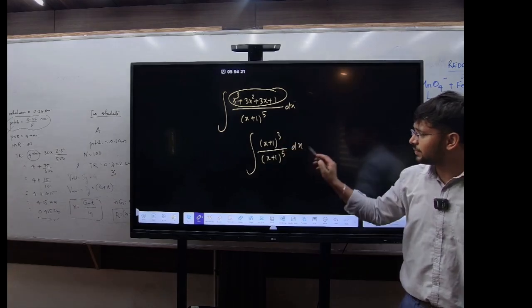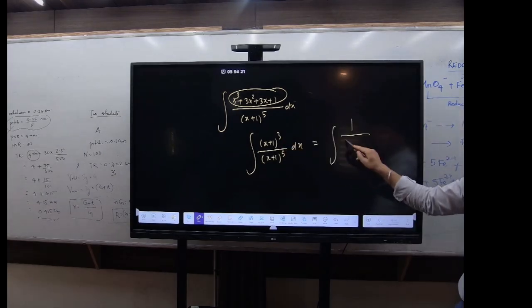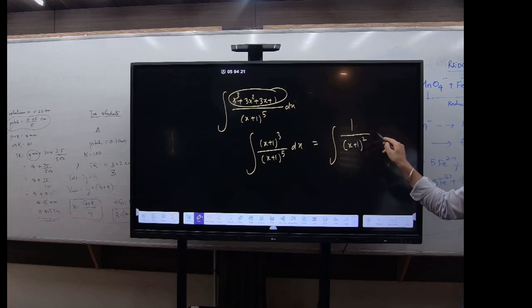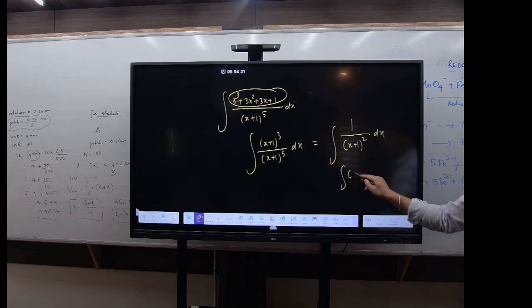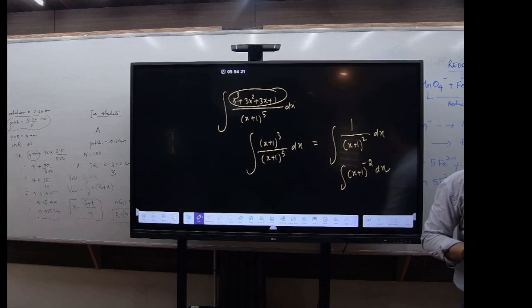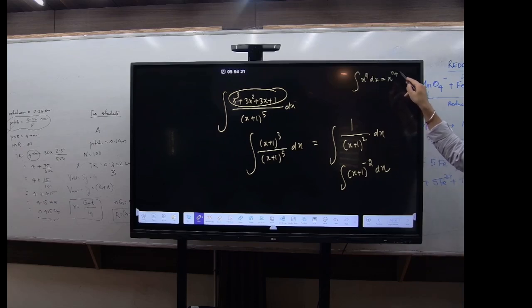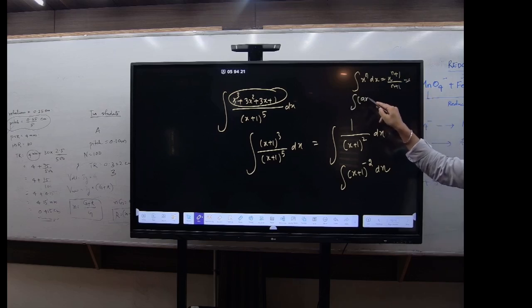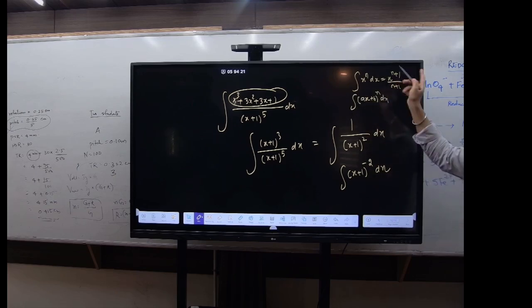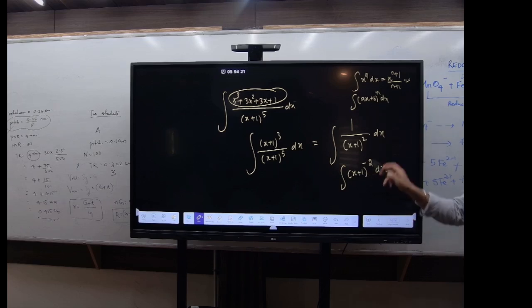Now 3, this is 5. So this will be nothing but 1 by x plus 1 to the whole 2 dx, which is basically x plus 1 to the power minus 2 dx. And this is the same as the formula I told you: x to the power n dx is x to the power n plus 1 divided by n plus 1. What is the formula of ax plus b whole to the power n dx? Again the same thing. See, this is ax plus b format.